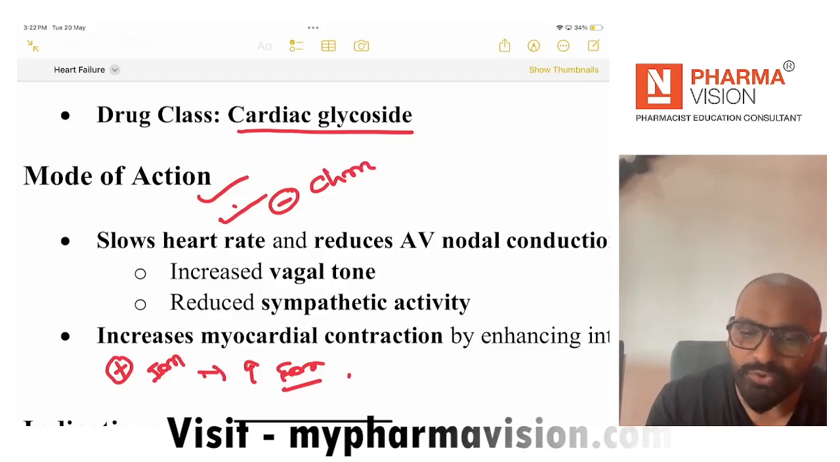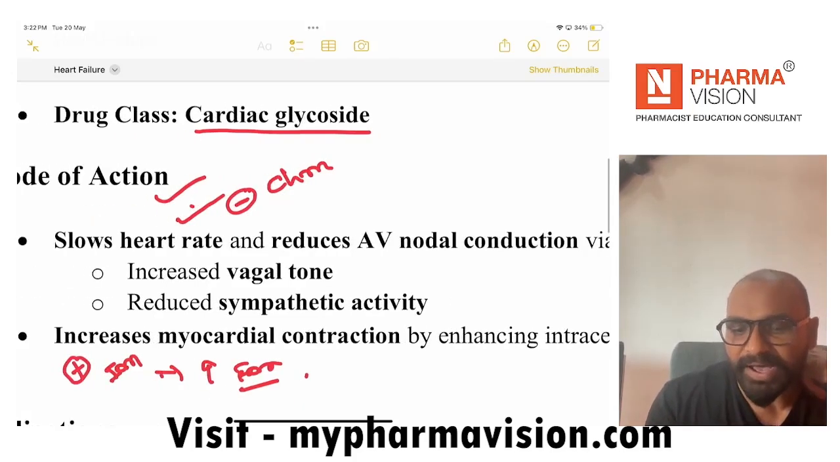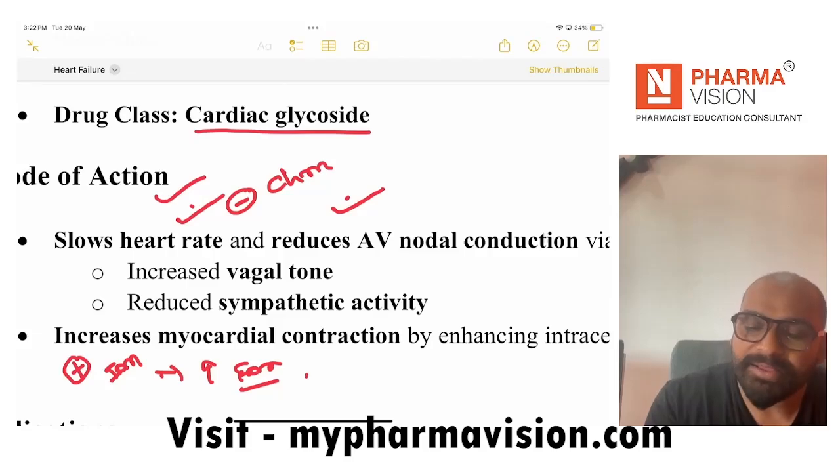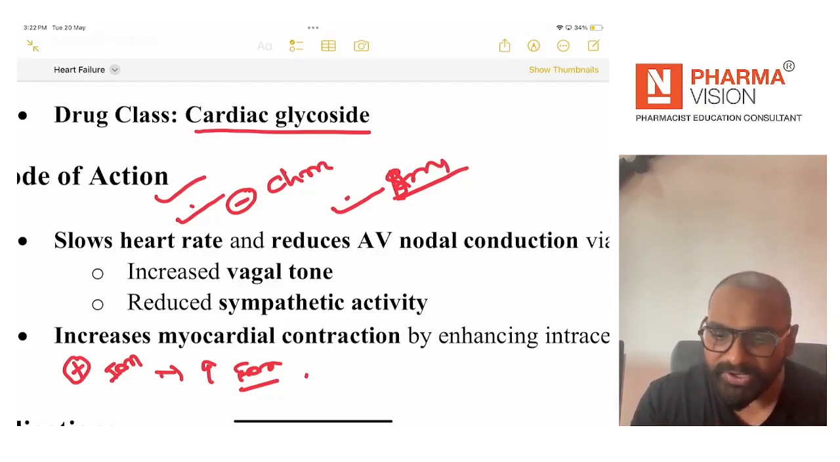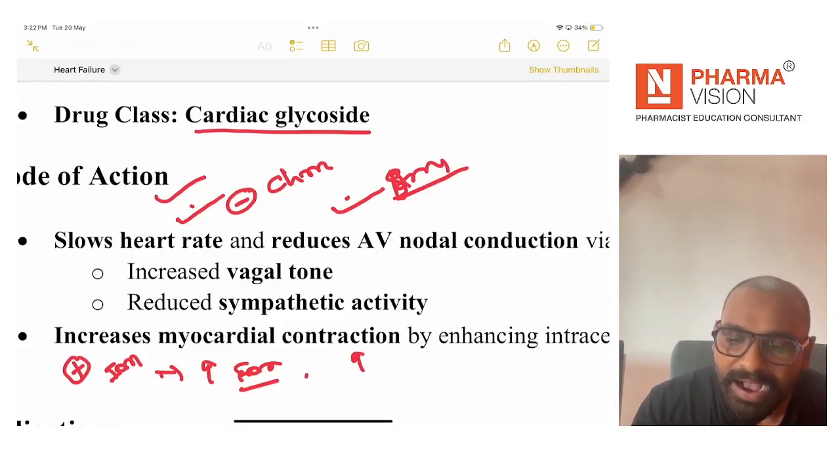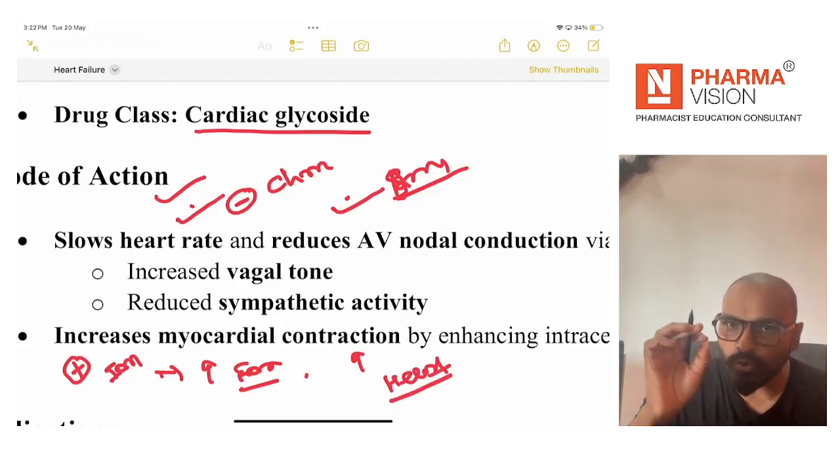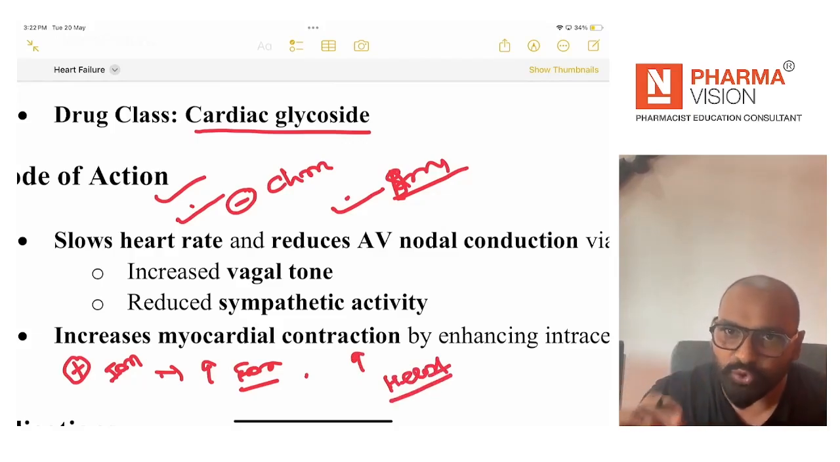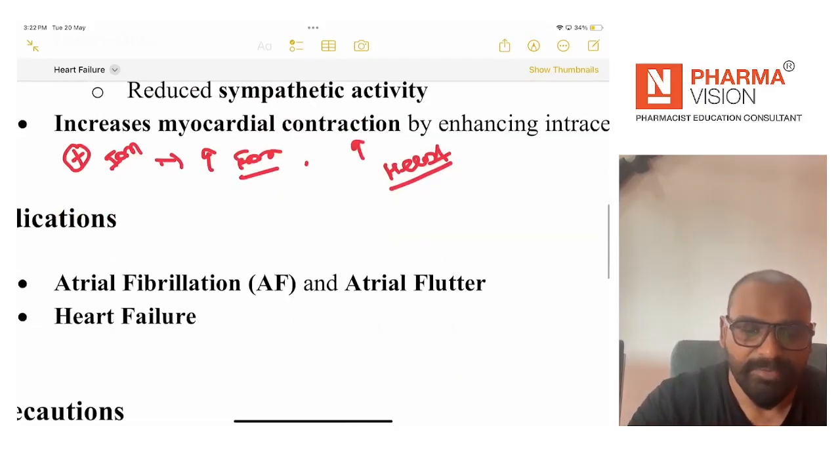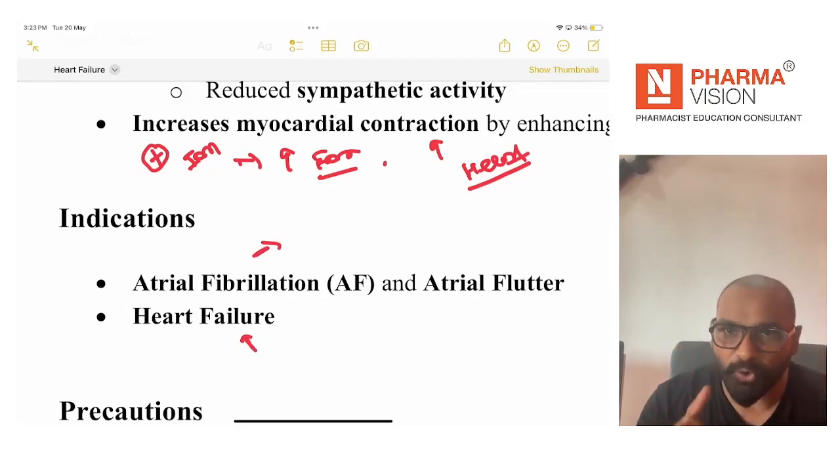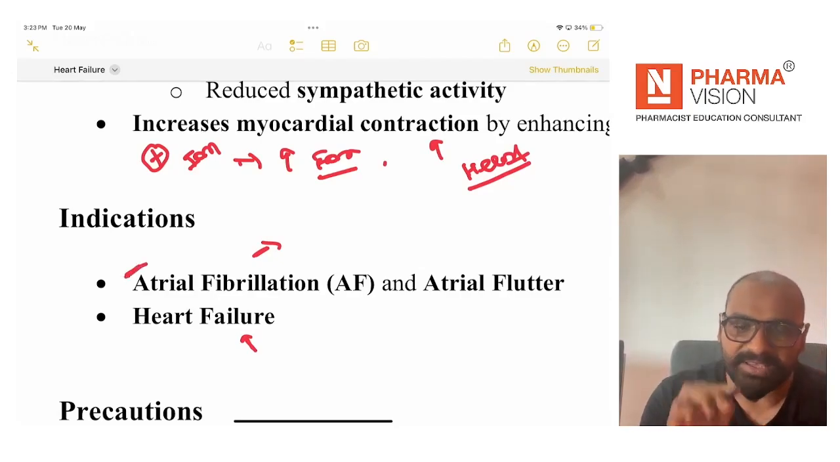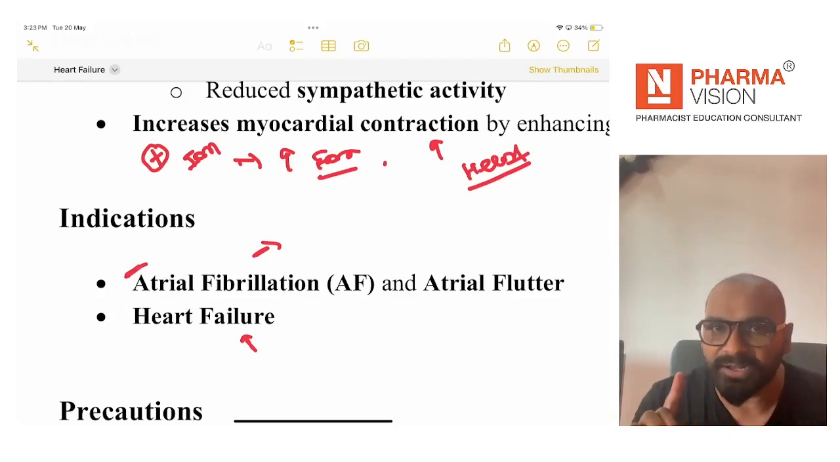That's why Digoxin is used for the management of arrhythmia. And it increases the force of contraction, that's why it is used for heart failure. That means two unique mechanisms, and due to that, two unique use cases. First, Digoxin is used for arrhythmia and for heart failure. But the most important point is that Digoxin is used for atrial arrhythmia, that means atrial fibrillation and atrial flutter.